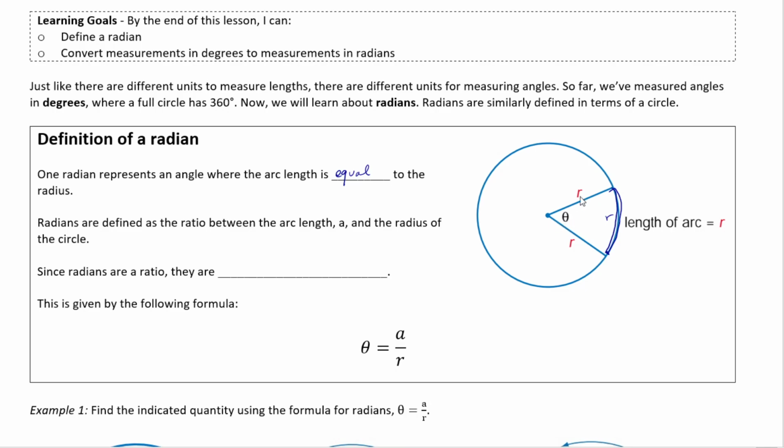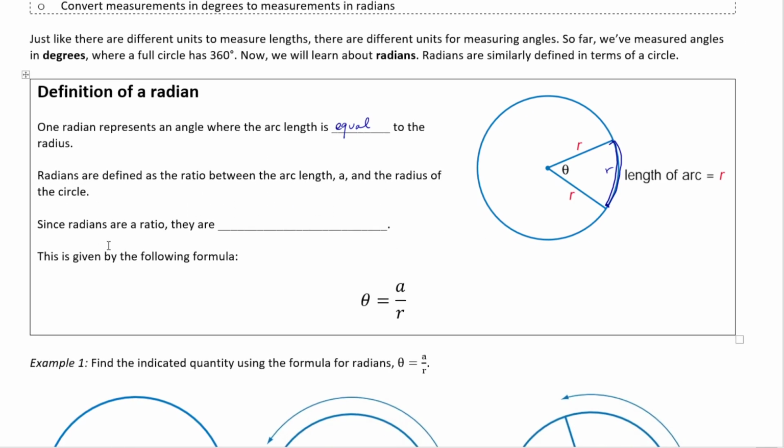So that angle that makes this arc length equal to the radius of the circle is 1 radian. Radians are defined as the ratio between the arc length a and the radius of the circle. And since radians are a ratio, they are unitless. Typically we say this many radians, but there are no actual units, whereas with degrees, there is the degree unit.